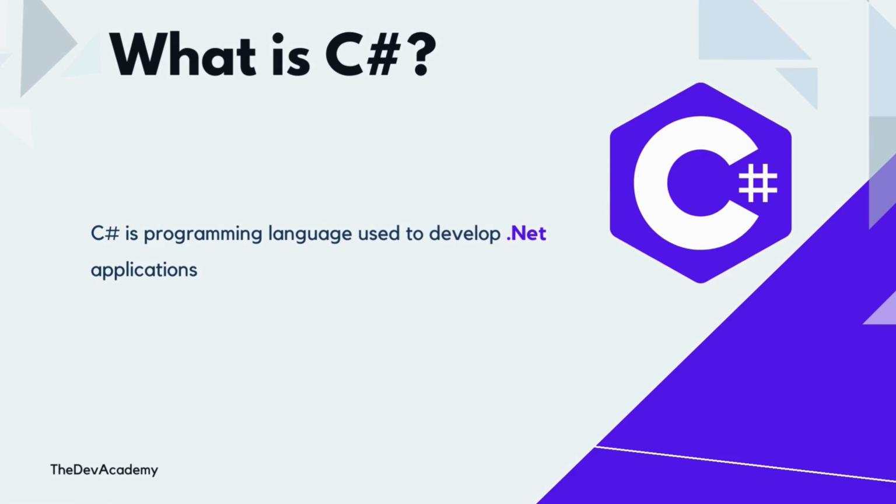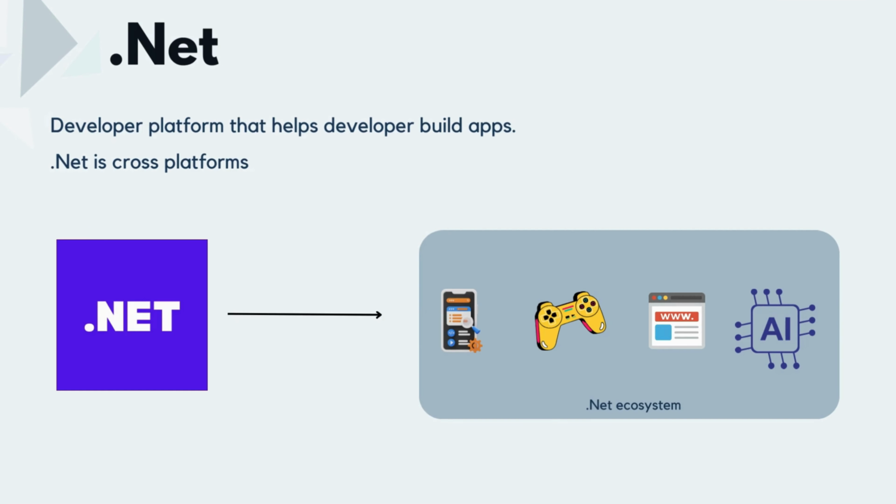All right, so what is C Sharp? C Sharp is a programming language used to develop .NET applications. And you may be wondering, what is .NET? So, .NET is a developer platform that helps developers build applications, and it is cross-platform. Simply put, with .NET, you can build mobile applications, web apps, games, and even AI.